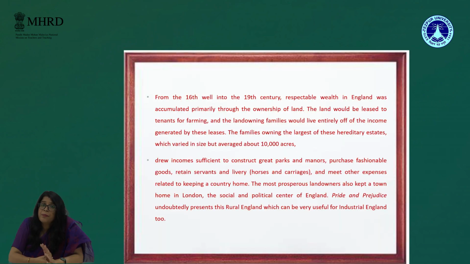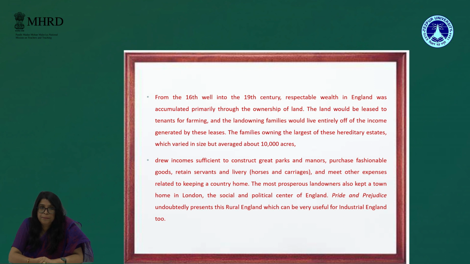Now, what is the rural scenario of England in those days? This is also a matter of discussion because Pride and Prejudice has implications on these topics too. Now, from the 16th century well into the 19th century, respectable wealth in England was accumulated primarily through the ownership of land. The land would be leased to tenants for farming, and the land-owning families would live entirely off the income generated by these leases.